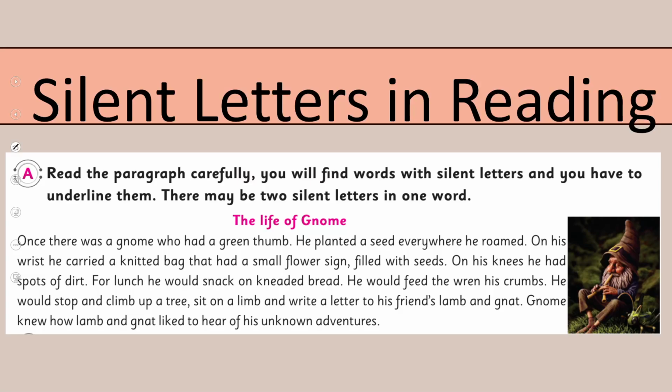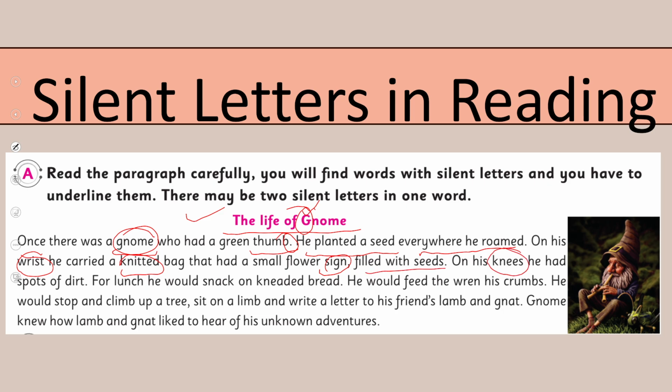Now, let's read it. This is the life of gnome. G is silent. I didn't say G. I said gnome. Once there was a gnome who had a green thumb. Not B. We are not saying thumb with the B, because B is silent. He planted a seed everywhere he roamed. On his wrist, he carried a knitted bag that had a small flower sign filled with seeds.